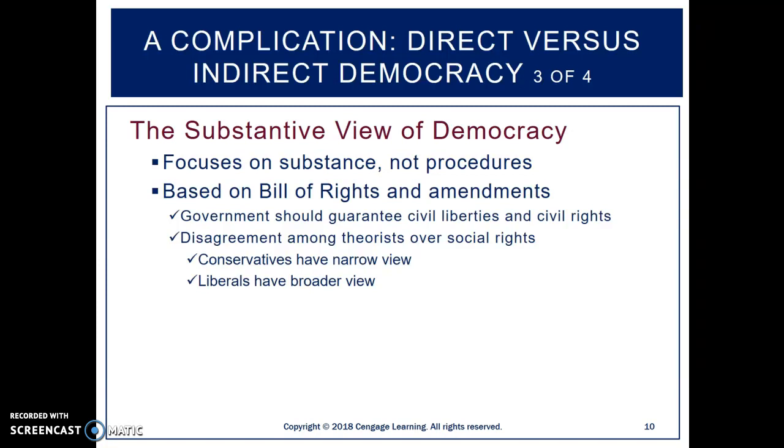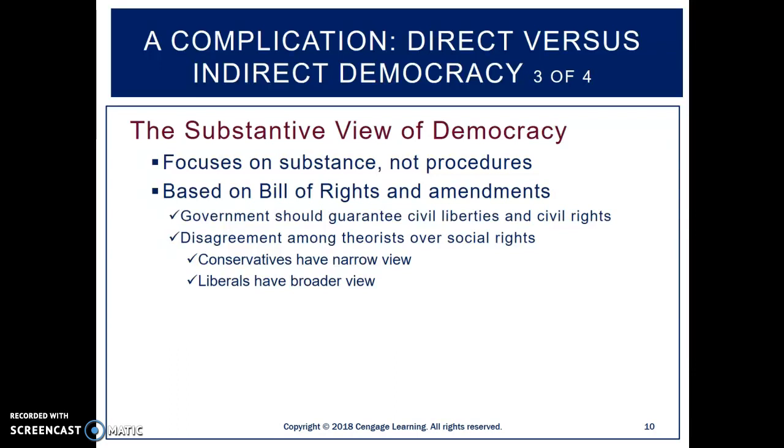And theorists disagree most sharply on whether a government must promote social equality to qualify as a democracy. As an example, must a state guarantee unemployment benefits and adequate public housing to be called democratic? Some insist that policies that promote social equality are essential to democratic government. Others restrict the requirements of substantive democracy to policies that safeguard civil liberties and civil rights. So for conservatives, they have a much narrower view of what makes a democracy substantive, whereas liberals have a much broader view on what makes a government substantive.